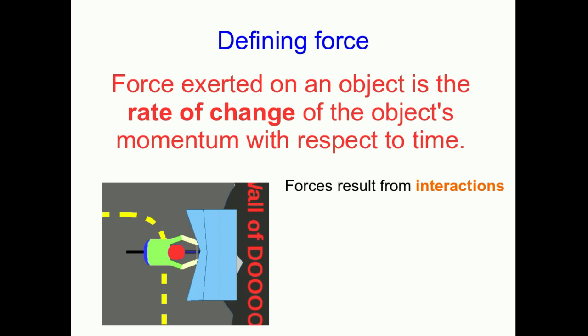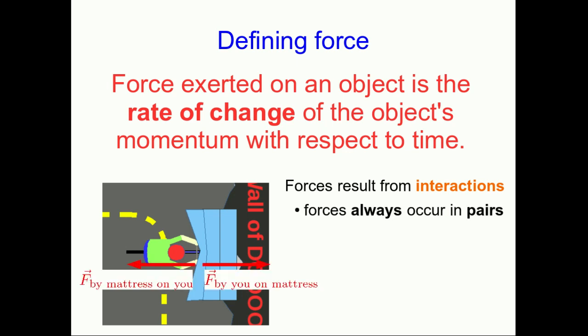Notice that forces result from interactions. These particular forces resulted from the interaction between you and the mattresses. And these forces occur in pairs. The mattresses exert a force on you, which brings you to rest. You also exert a force on the mattresses, which compresses them. And also, forces are vector quantities. They must be, because they're related to a change in momentum, and your change in momentum during the collision with the wall is a vector.